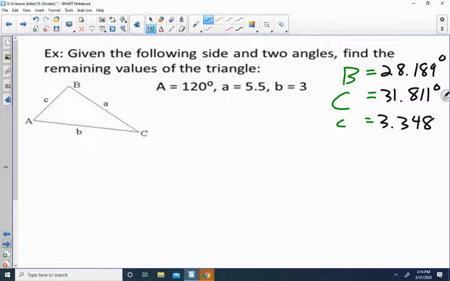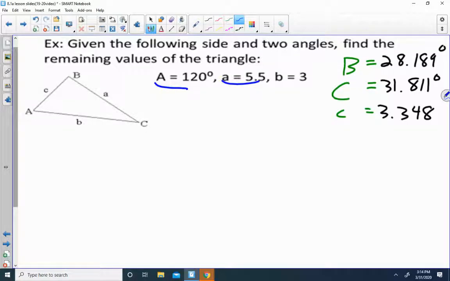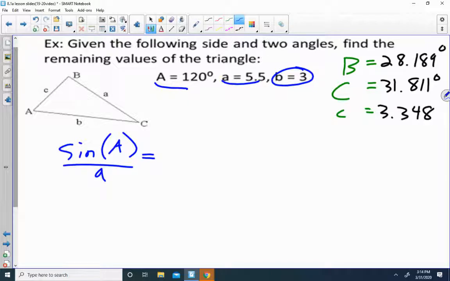So for this example, I have a pair, a pair of a's. So that means I'm going to be using sine of big A over little a. And my third side, or my third part, is little b. So I'm going to use that to find its pair, big B. So let's go ahead and equal that to sine of b over little b. We'll do sine of c over little c later.